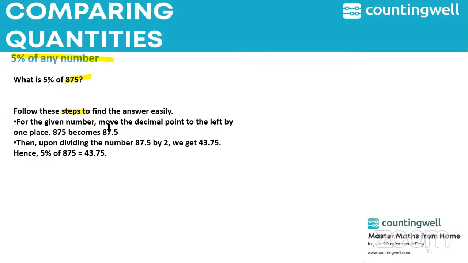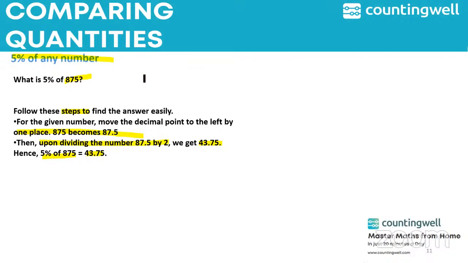For the given number, move the decimal point to the left by one place. So what will we get? We'll get 87.5. Then upon dividing the number 87.5 by 2, what will we get? We'll get 43.75. Hence 5% of 875 is equal to 43.75.